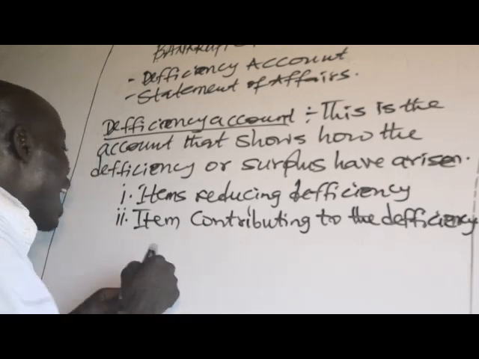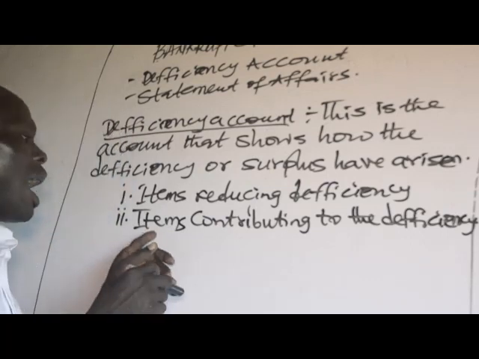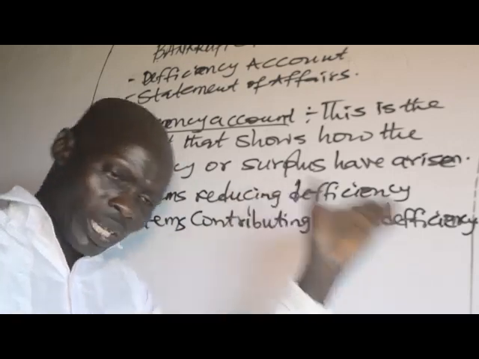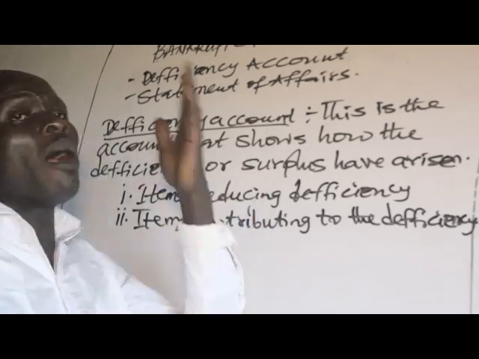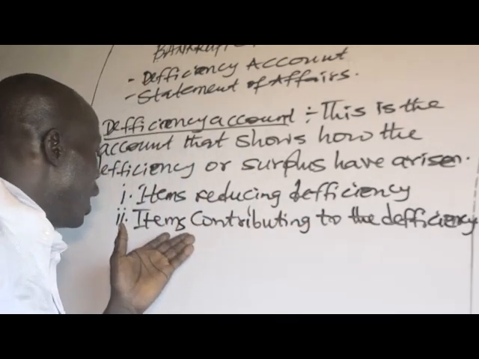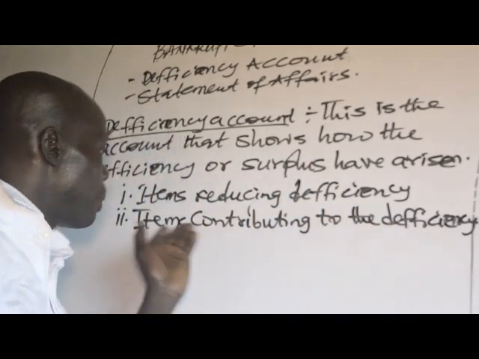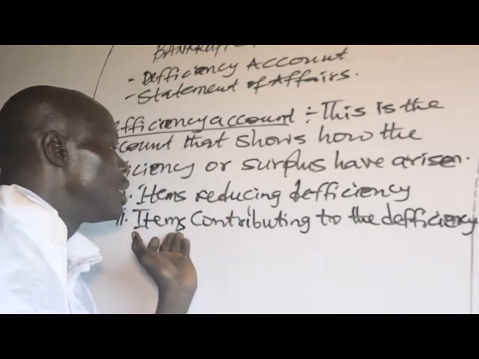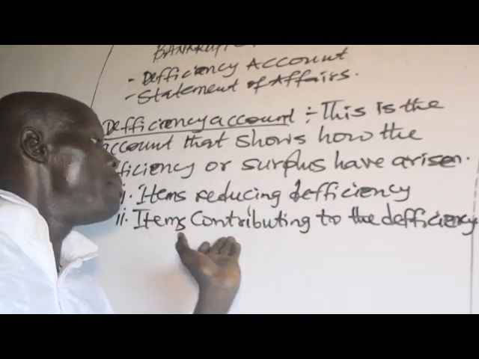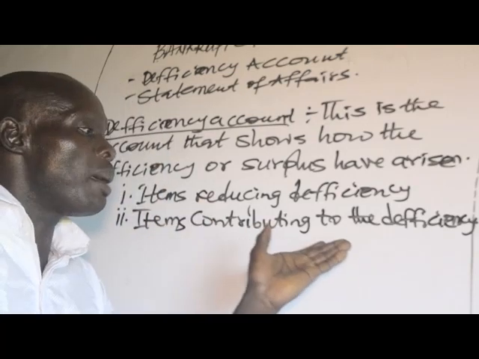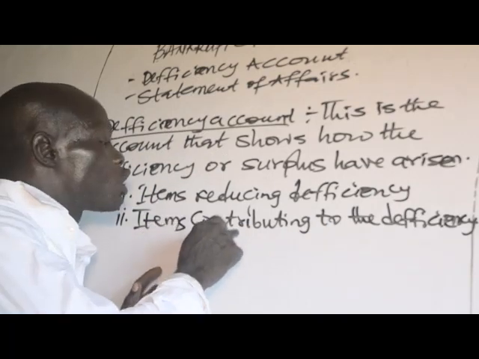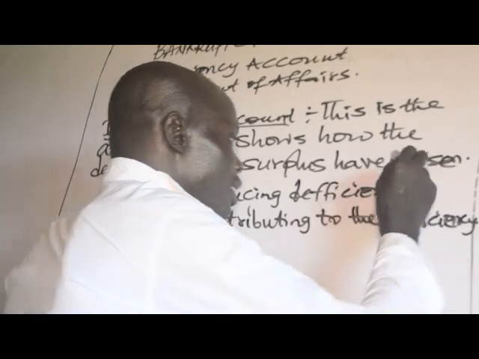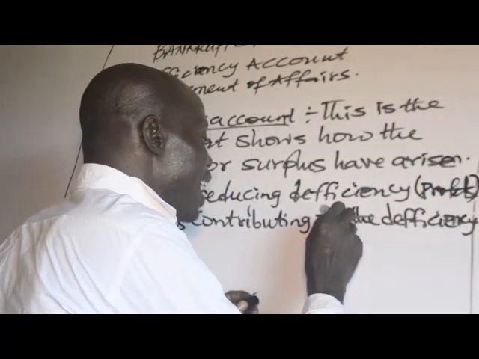Then, on the other hand, we have items contributing to the deficiency. By items contributing to the deficiency, we mean the items that will make the deficiency or the losses of the bankrupt to increase. They are the items contributing to deficiency. These are usually losses, while items reducing the deficiency are usually profits. In most cases, items contributing to deficiency are usually losses or expenses.